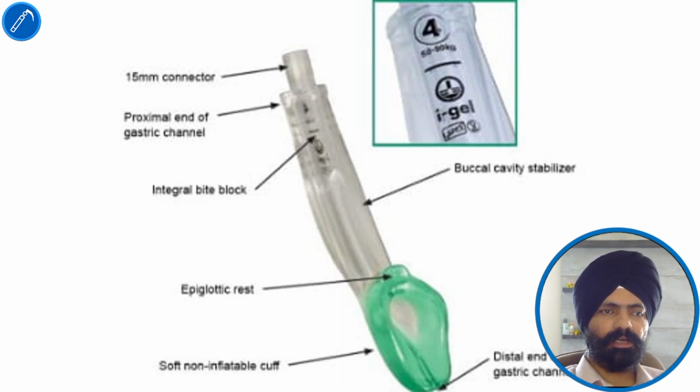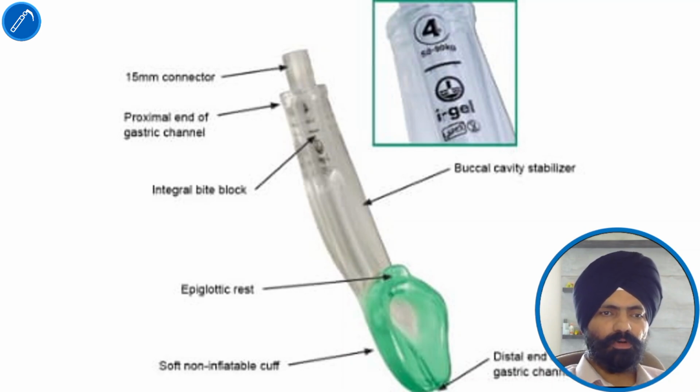Another one is the integral bite block. Its position comes between the teeth. So if the patient comes out of anesthesia or the patient is light, the patient doesn't bite the iGel. So the integral bite block is there. After that, there is a buccal cavity stabilizer. This stabilizer prevents the iGel from rotating inside the mouth. Another important thing is the epiglottic rest. This epiglottic rest prevents the epiglottis from bending or coming in between the airway.